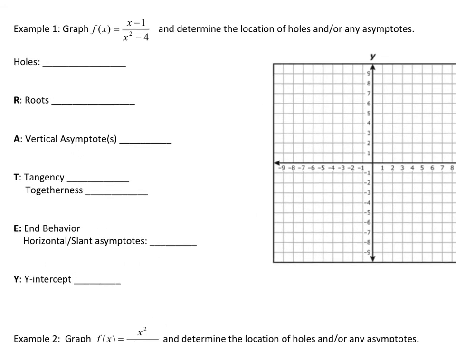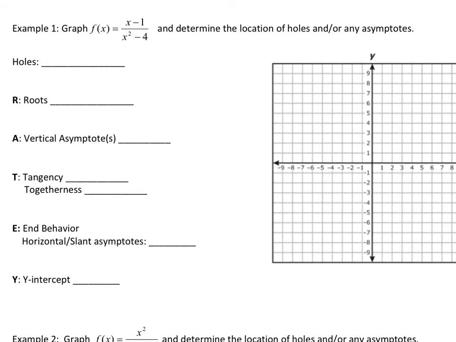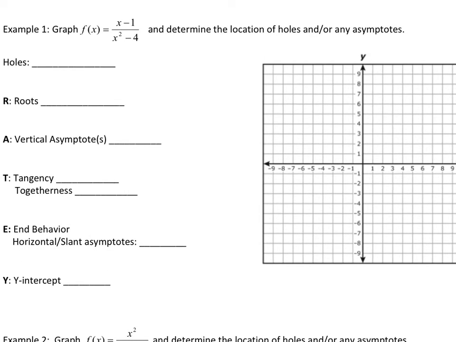Alright, first things first, we need to check for holes, which means the very first thing I'm going to do is see if anything's going to cancel out when we factor. So I'm going to take this function and factor the top and bottom. Top does not factor to anything. The bottom is the difference of two squares, so I'm going to go ahead and factor that. And nope, nothing cancels out, so there are no holes in this graph.